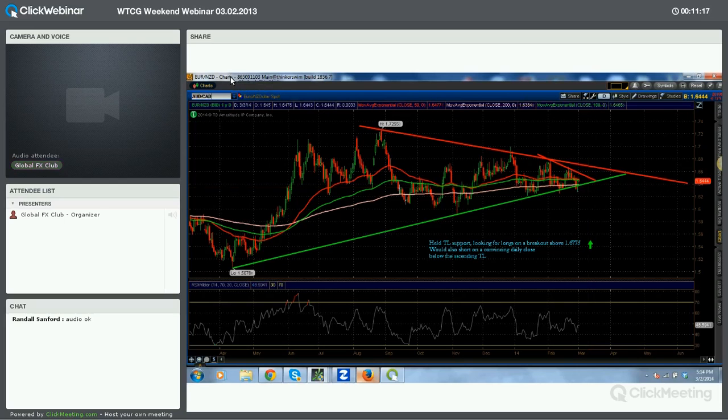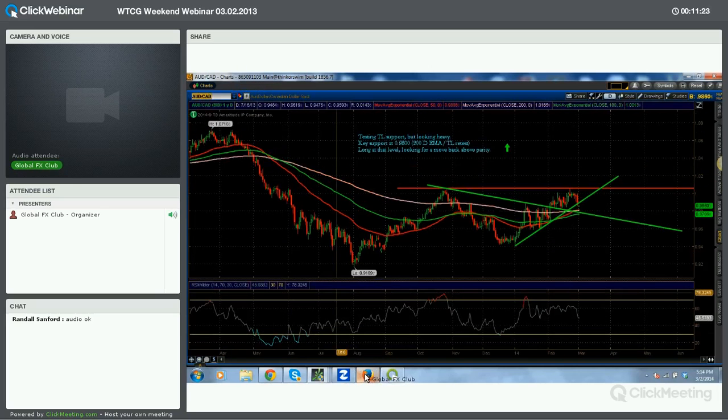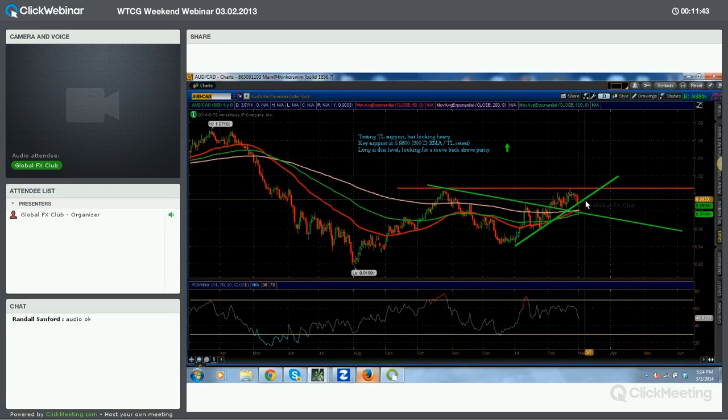I do have something for Aussie CAD as well. Another Aussie pair that has opened lower. Aussie CAD, I'm watching this 98. So we're at 98.60 right now. I'm basically watching 98, which is we're below this trend line. So note that gap. The gap fill here, if we do get a gap fill, is going to correspond nicely with a retest of this broken trend line. So that's your bearish setup.